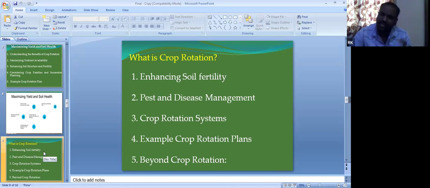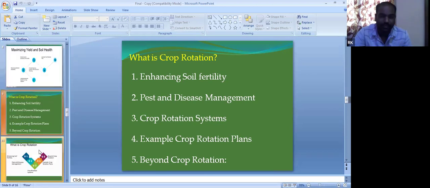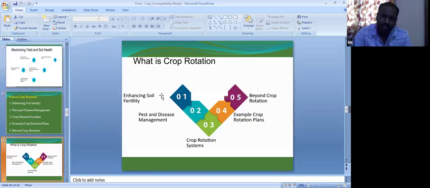Beyond crop rotation. What is beyond crop rotation? Suppose we see that. What is crop rotation? Why do the crop rotations? What is the need for crop rotations? First point, enhancing the soil fertility. Suppose soil is the human body. Without soil, how can any agriculture crop grow? We talk today about agriculture-based crops, short rotation based crops, within 1 year, within 6 months, or within 3 months.